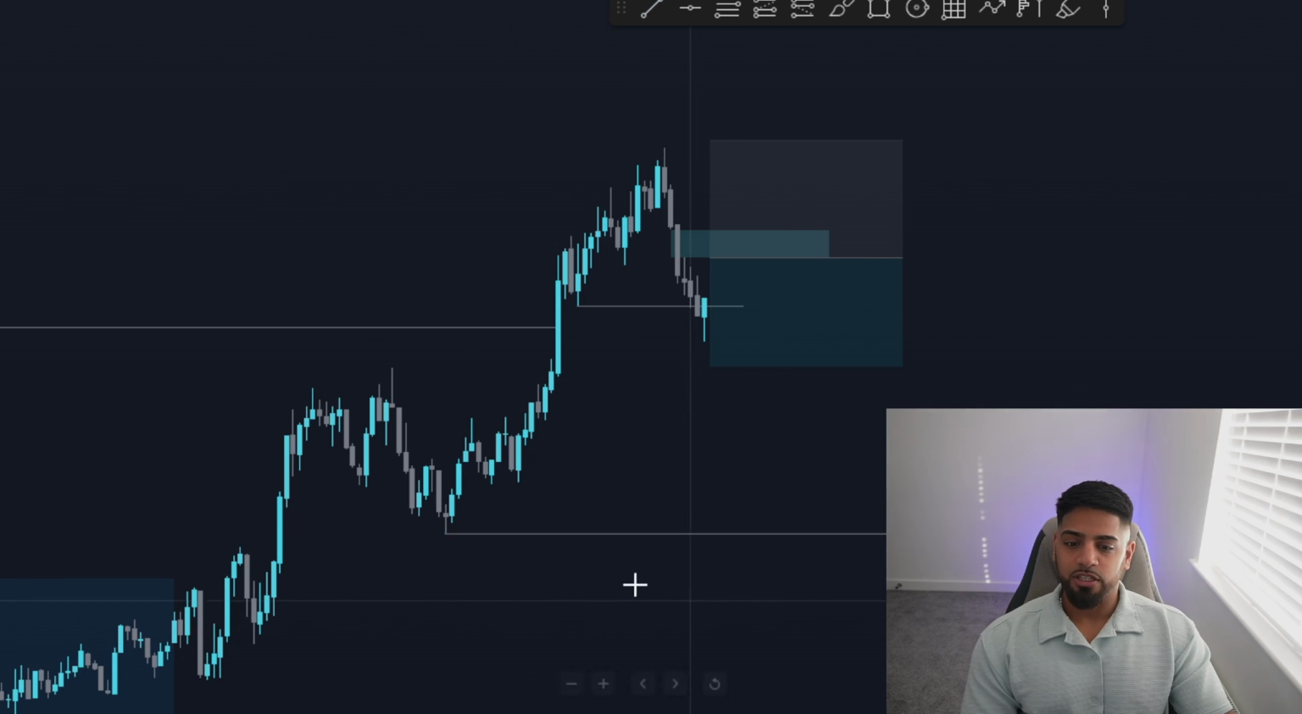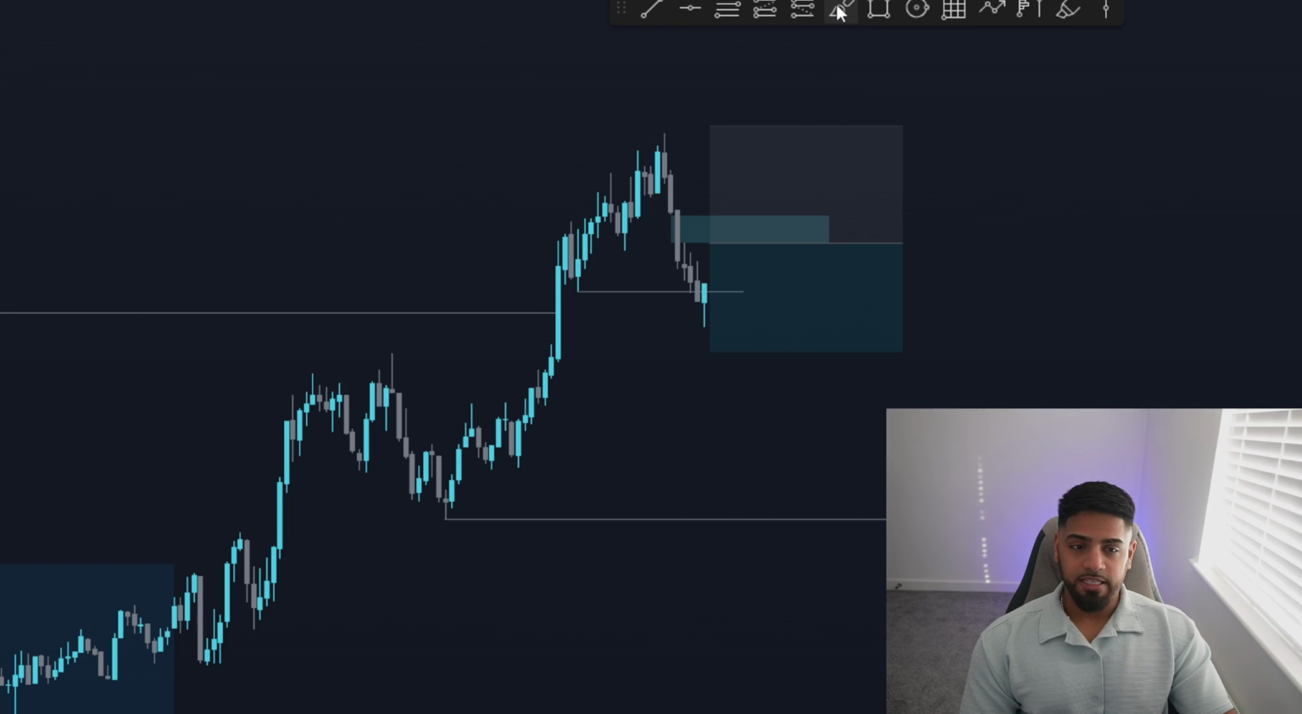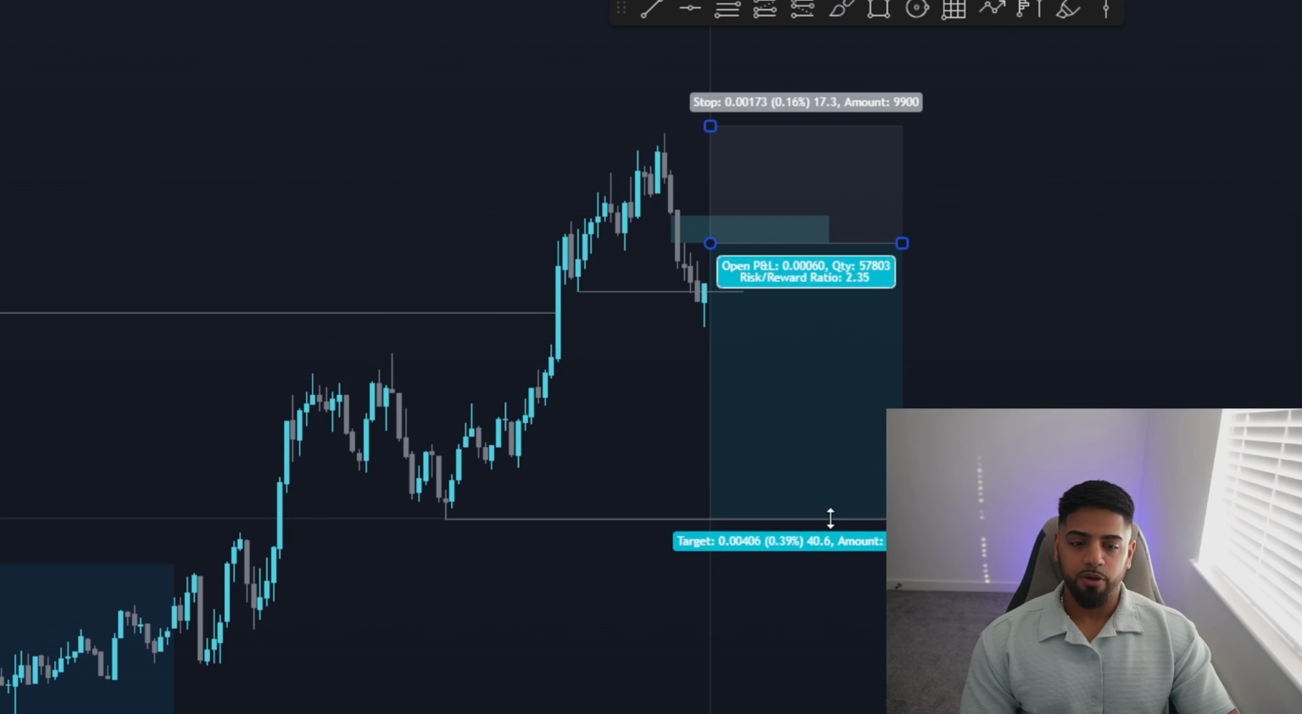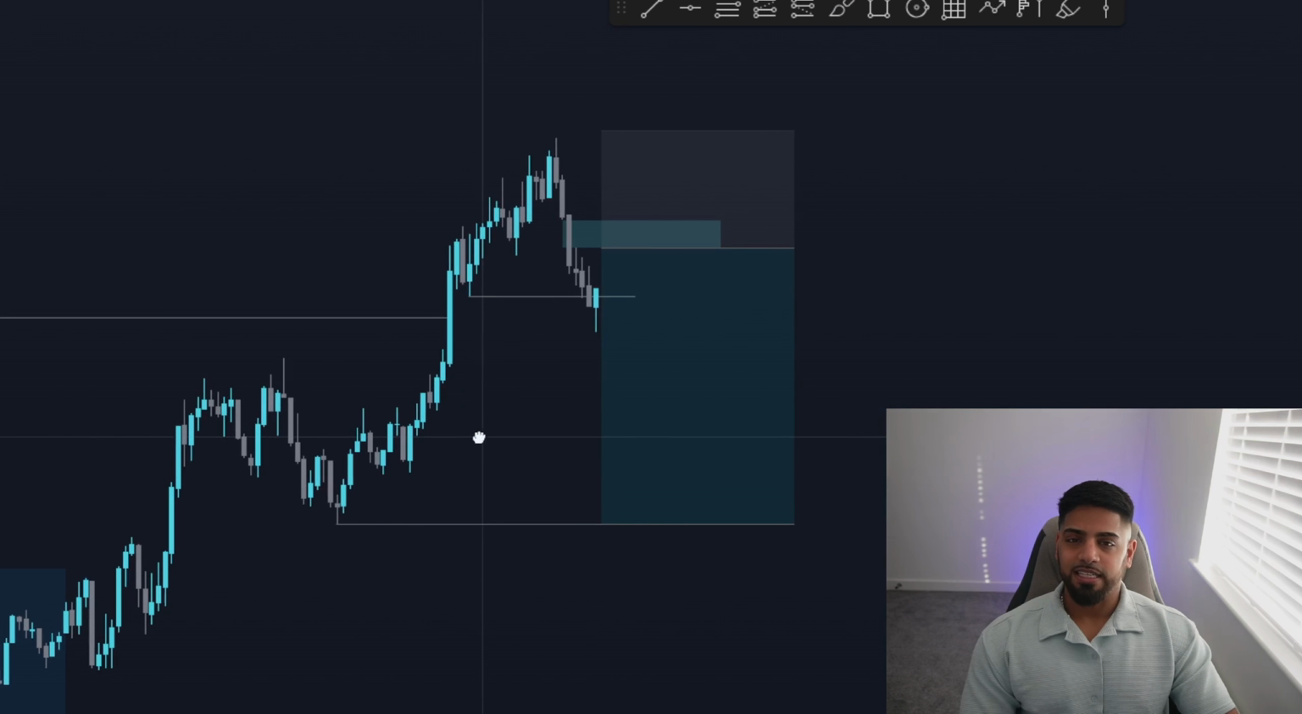As we can see, we've got this super key low level right here. Now, the reason for that is because this is our high, this is our low, and this is our high. So now if price comes and sweeps below this low, it is highly likely that we are then going to continue higher from there. Exactly the same as the higher time frames. So based off of that methodology, we're going to put our take profit right there.